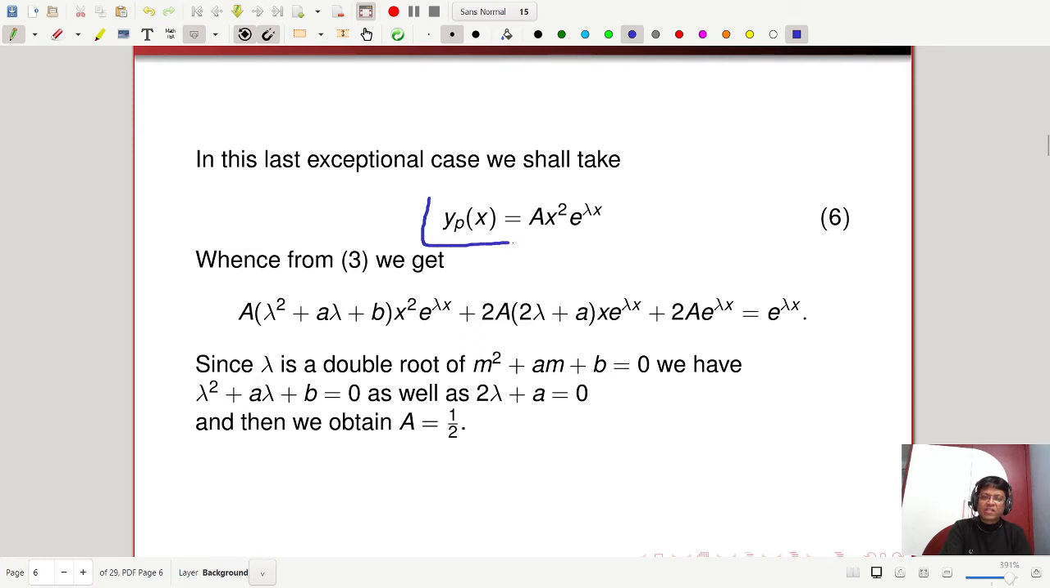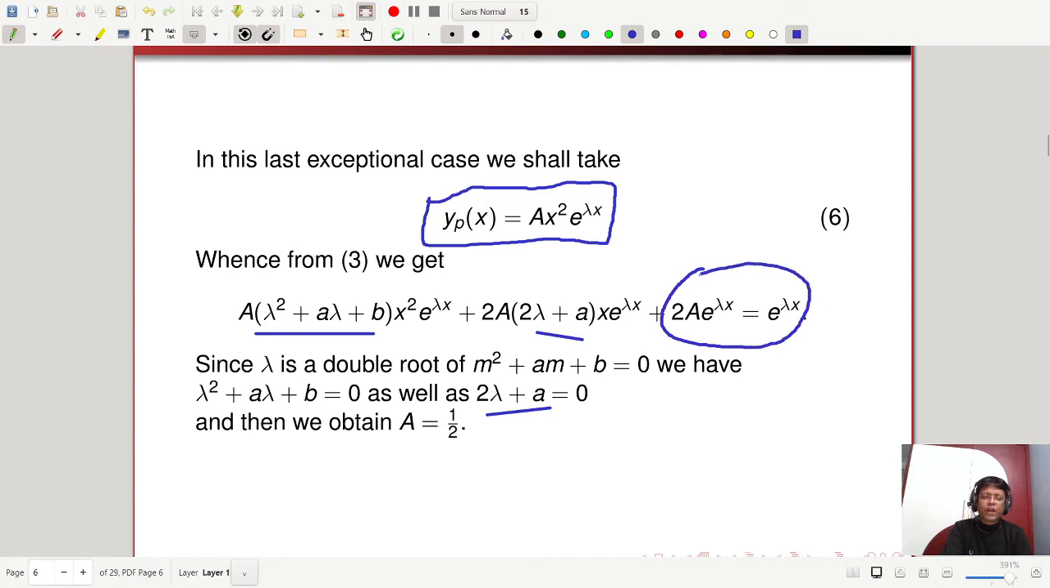yp can be taken as ax squared e to the power lambda x. And again you are substituting in 3 the given equation, and lambda is a double root of this. So we have this equal to 0 and this equal to 0. Both the coefficients are 0. So you have a equal to half from these last two relations. Because lambda is a double root, it will satisfy this equal to 0, this equal to 0, and finally you have a equal to half. This is the way to calculate by the method of undetermined coefficients and get the value of the undetermined coefficient.